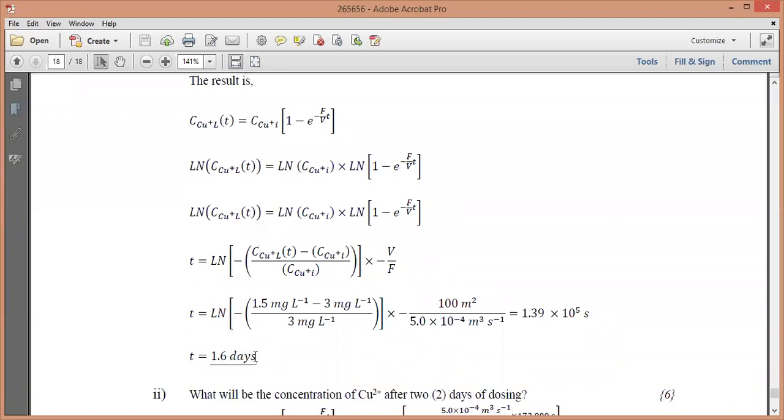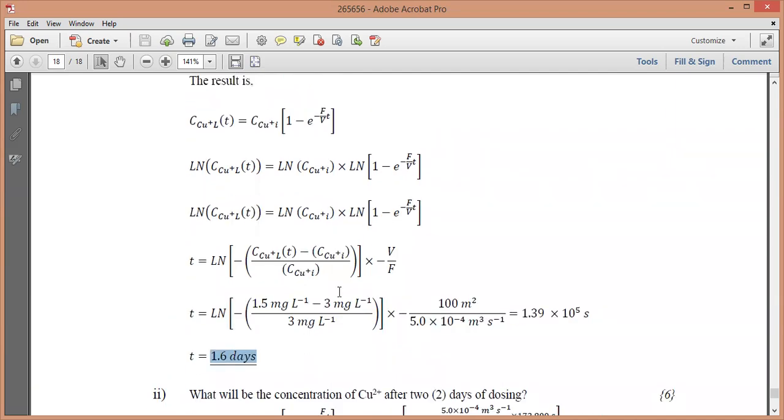T will be 1.6 days. So it will take 1.6 days for us to achieve a concentration of 1.5 milligrams per liter of copper in that tank, that 100 cubic meter tank, which we're calling our fish pond. So in terms of time, we found the answer there.